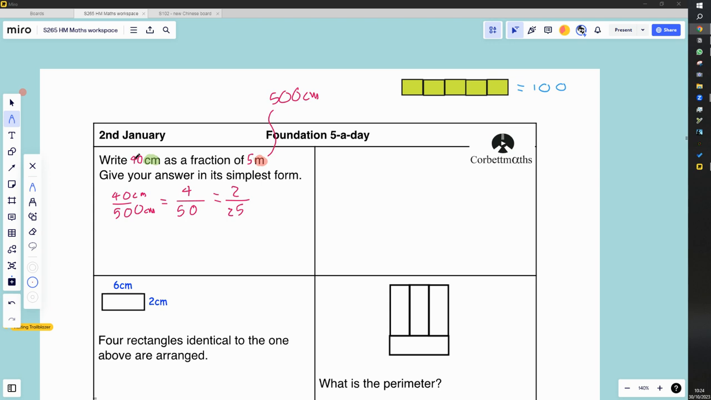So if I've got £100 and I give £30 to a friend, what fraction of the 100 did I give to my friend? It would be 30 over 100, and you could simplify that to 3 over 10. All right, so we'll save that down, we'll put it right here, and we'll move on to the next question.